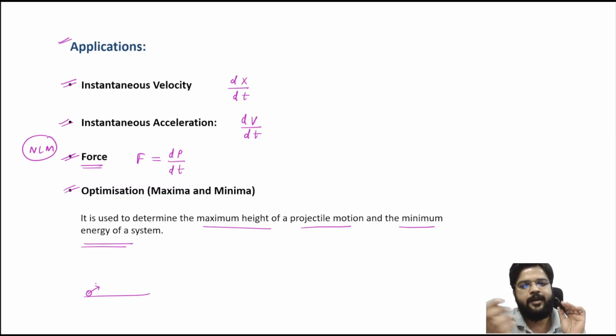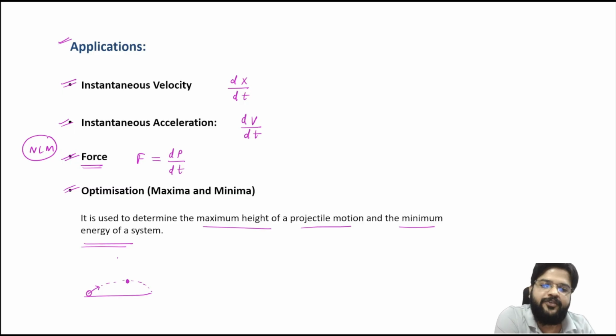Suppose I am throwing one object at some angle, like I have this pen and I am throwing this pen at angle theta. So it is doing projectile motion. If I want to find the maximum height of this pen, we can find this with the help of differentiation. And if I want to calculate the minimum potential energy and maximum potential energy of the system, here also we will use differentiation, everyone. So this is the application of differentiation in physics. Note down, everyone.